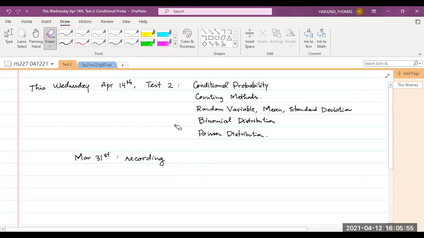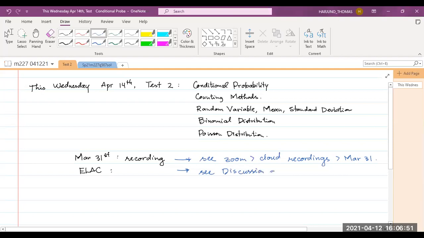Give me a second. Recording, see Zoom, and then go to recordings. What's the name again? Cloud recordings, I think. Yeah, cloud recordings. And then you see the one March 31st. And for the one from East LA College, to see the recording, see discussion on March 31st, the one I showed you earlier.